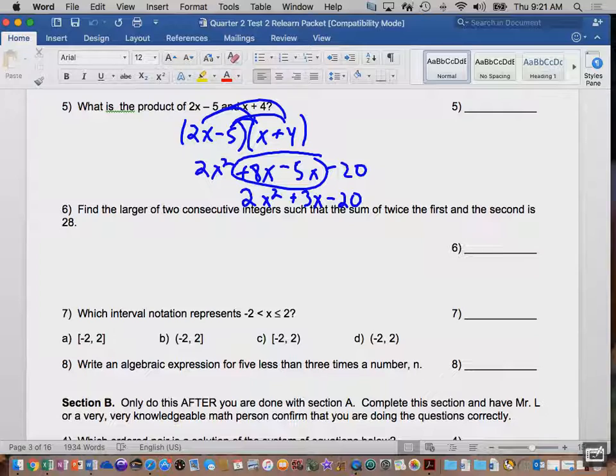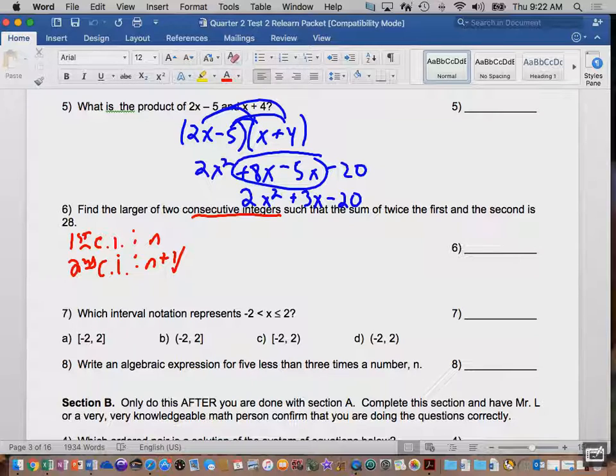Next one, find the larger of 2 consecutive integers so that the sum of twice the first and the second is 28. Well, there's 2 consecutive integers, so there's first consecutive integer, second consecutive integer. Remember, we said how important it was to set this up. Call the first one n. Since it says consecutive integer, the next one is n plus 1. If the first integer worked out to be 100, the next one would be 101. How do I get from 100 to 101? I go up 1, which is why I do n and n plus 1.